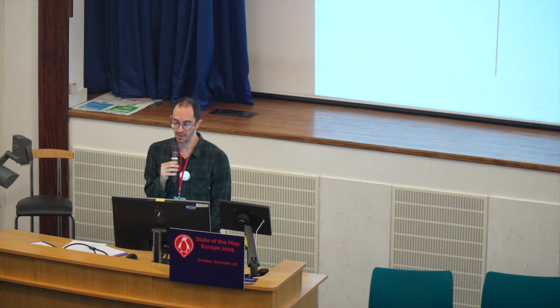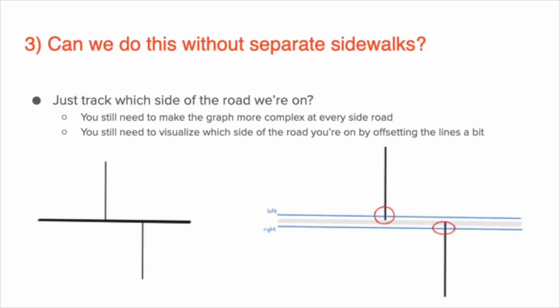So this is a valid route, and this is also a valid route. We could use the sidewalk or not for that last little bit. And so if this is the routing model that we want to do, the first instinct is, okay, the data is messy and missing. Maybe we can just completely ignore separate sidewalks and just try to use the road center line and track whether we're on the left or the right side.